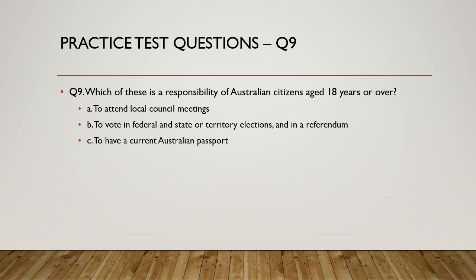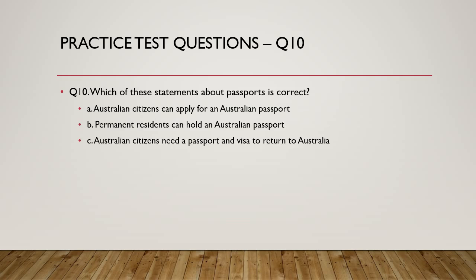Question 9. Which of these is the responsibility of Australian citizens aged 18 years or over? The answer is B. To vote in federal elections and in a referendum. Question 10. Which of these statements about passports is correct? And the answer is A. Australian citizens can apply for an Australian passport.